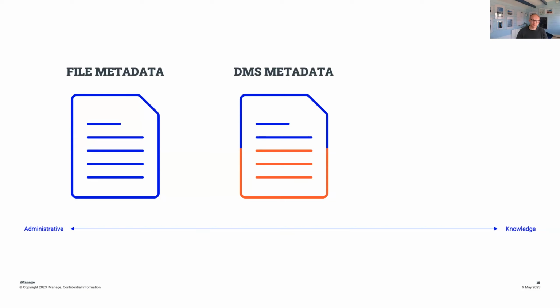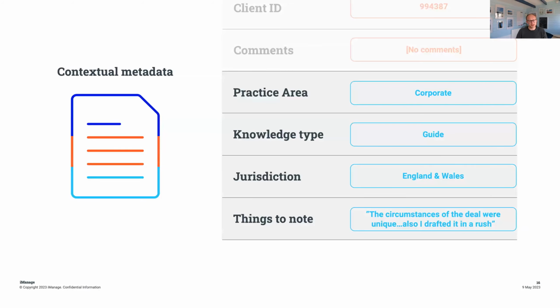So we've looked at what happens when you put a knowledge management system over standard document management system metadata. But what we are advising organizations to do is to add a third level of metadata on this stuff by curating that information. And this is what we call contextual metadata.